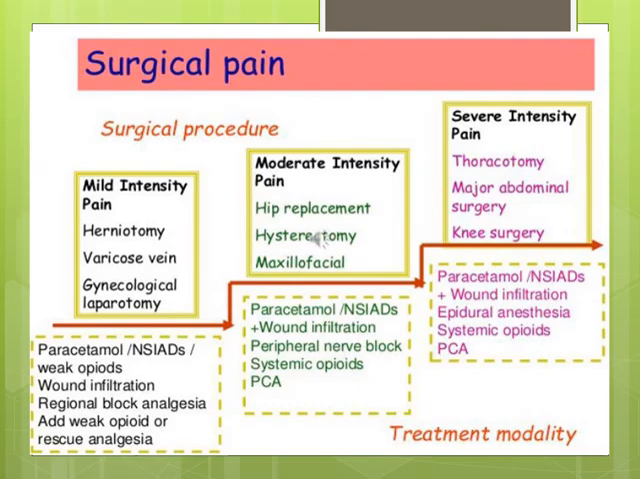Severe intensity pain, examples: thoracotomy, major abdominal surgery, knee surgery. How do we treat it? It is treated by paracetamol, wound infiltration, epidural anesthesia, systemic opioid, and as we said, patient controlled analgesia.